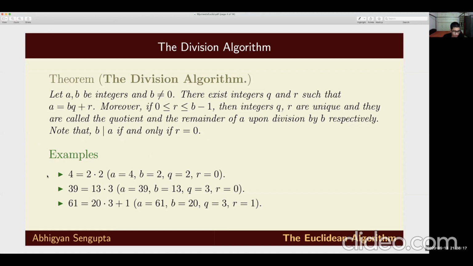Again, I've given a few examples here. 4 is equal to 2 multiplied by 2, where a is equal to 4, b is equal to 2, q is equal to 2, and r is equal to 0. 39 is equal to 13 multiplied by 3, where a is equal to 39, b is equal to 13, q is equal to 3, and r is equal to 0. 61 is equal to 20 times 3 plus 1, where a is equal to 61, b is equal to 20, q is equal to 3, and r is equal to 1. So in this case, 61 is not divisible by 20 as the remainder becomes 1.